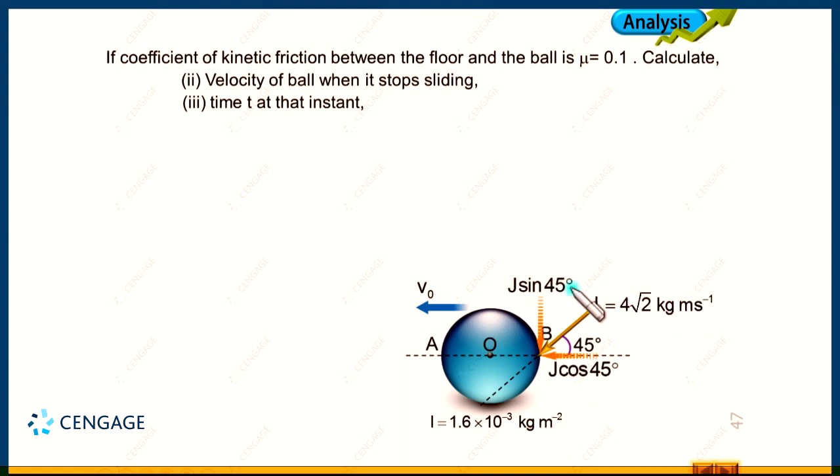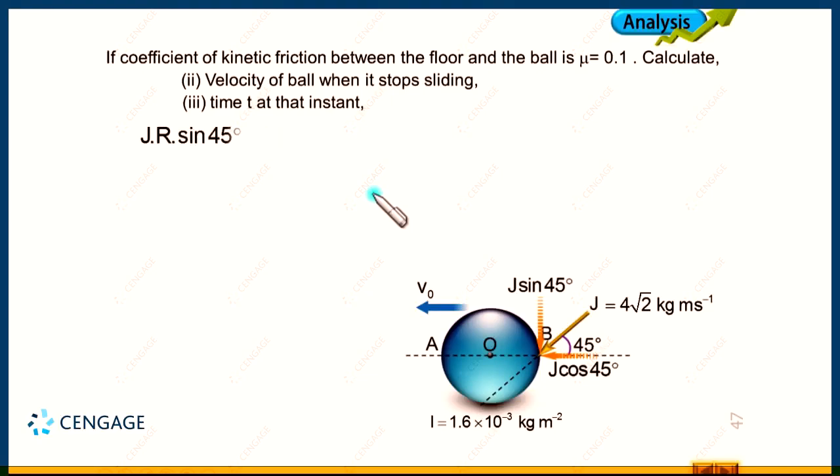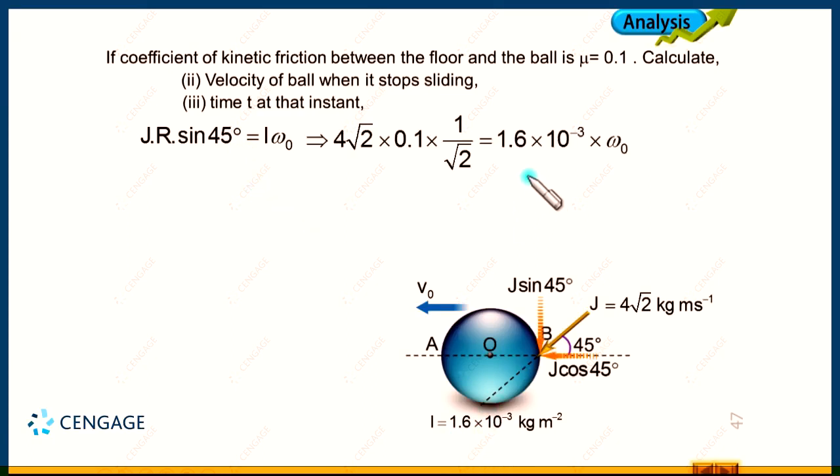Now we got the moment of inertia, we know the value of the impulse. Now we can find the value of omega naught. We have this equation. Here we know the value of J, we know the value of I, and we know the value of radius also. So let us substitute these values in this equation. This is equal to 4 root 2 multiplied by 10 centimeter, that is 0.1, sine 45 is 1 by root 2, and value of I equal to 1.6 into 10 to the power minus 3 kg meter square.